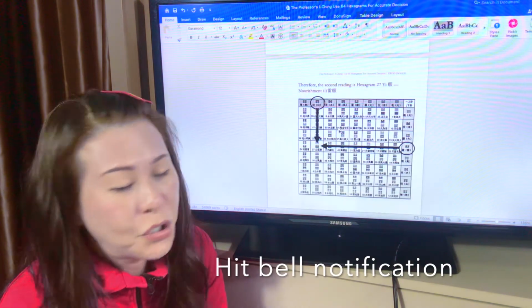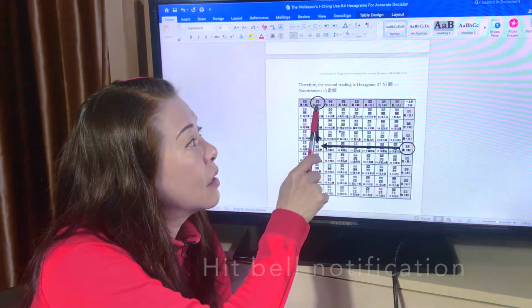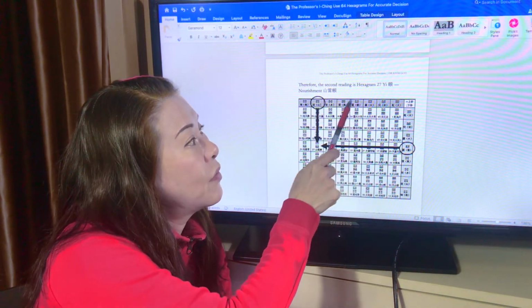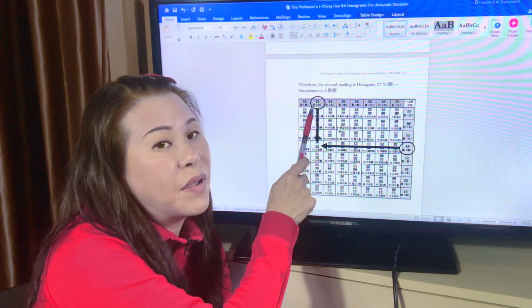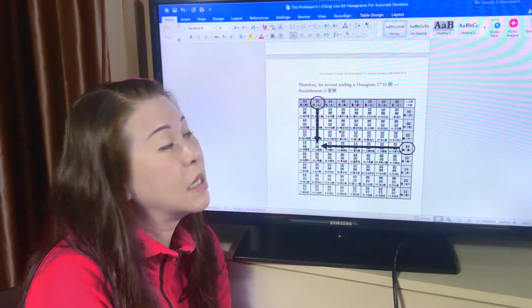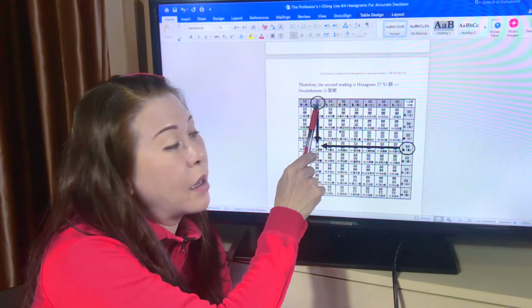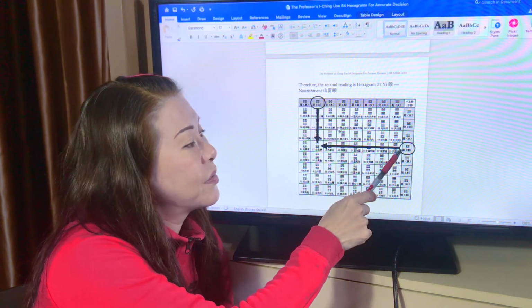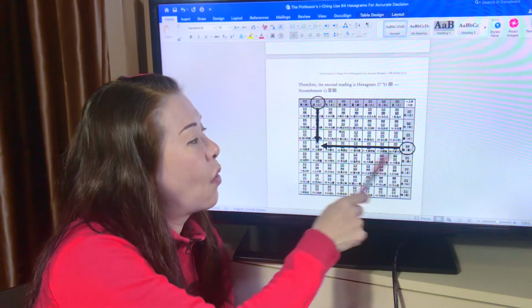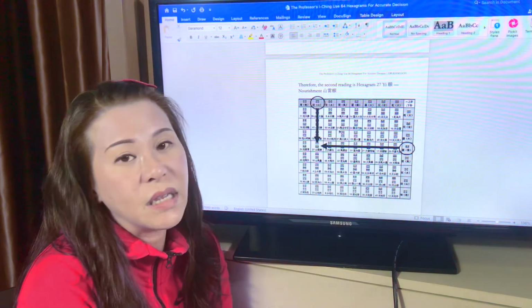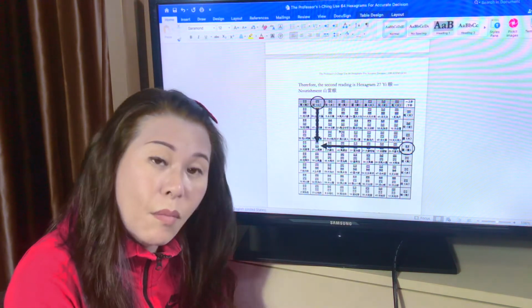Which I found, 1, 2, 3, 4, 5, 6, 7. Trigram 7 is the upper. The yin I change to yang. Then the lower I trace, 1, 2, 3, 4. So 27 is the outcome of the question.